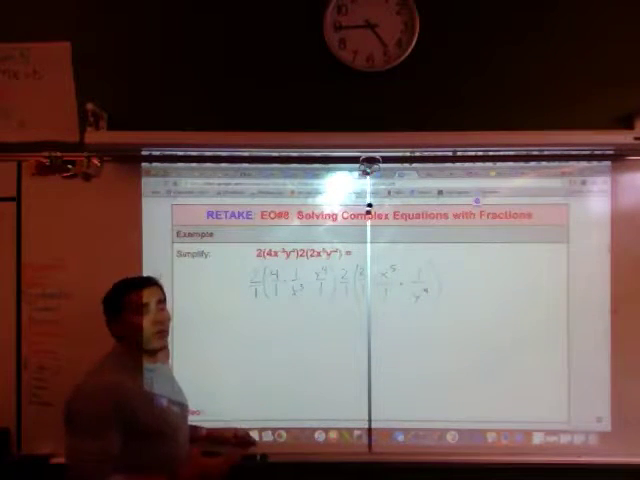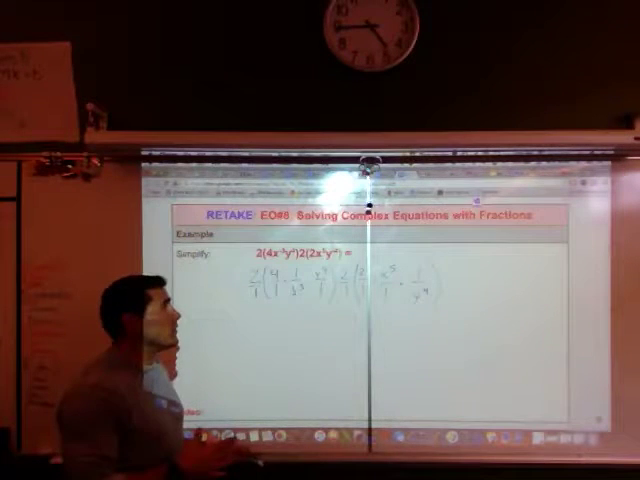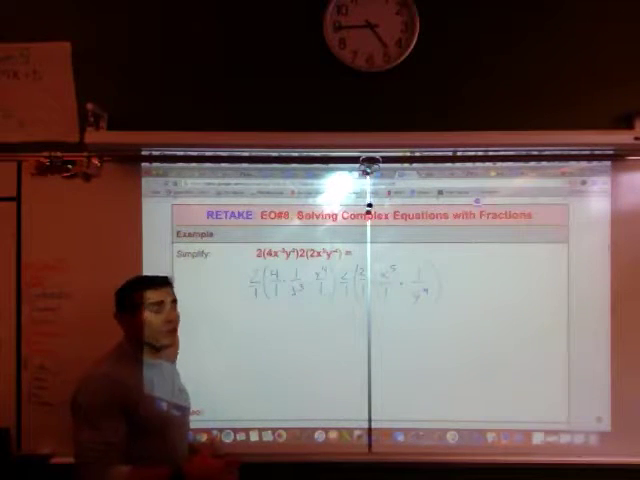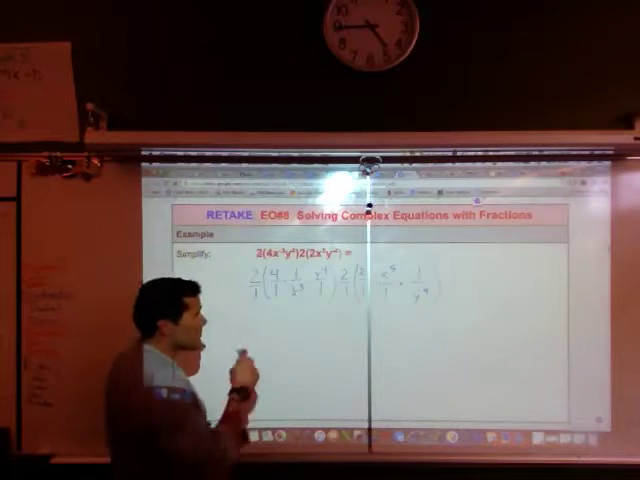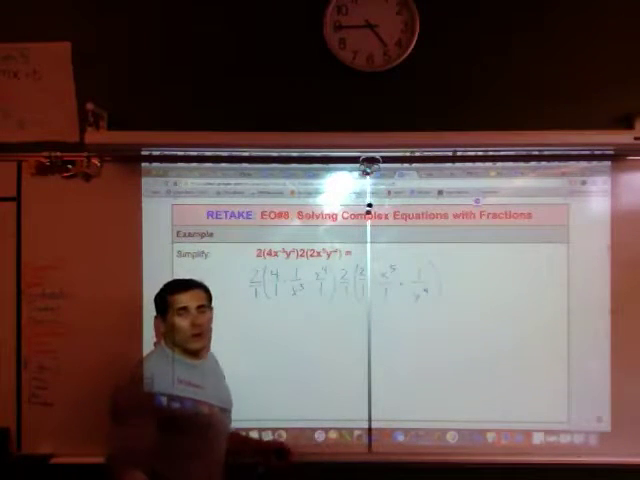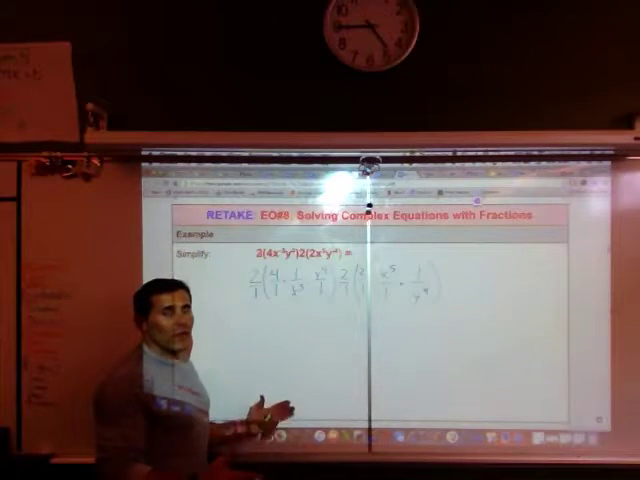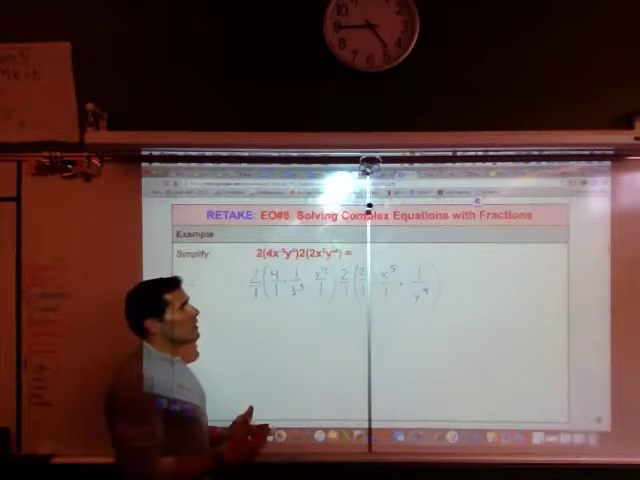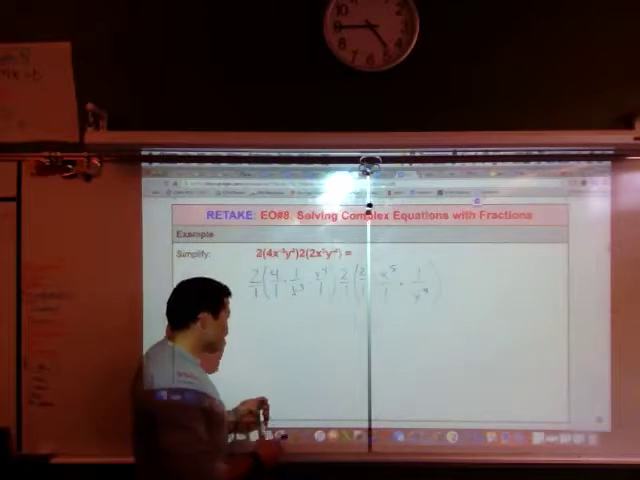Now it looks like a complex equation with fractions. So I just have to simplify this. I don't have to solve in this case. I don't need to find out what x and y are. I just have to simplify them. So I can rewrite and change it all in a different order if I want to, and get all the x's together, all the numbers together, but in this case, I'm just going to go ahead and multiply.